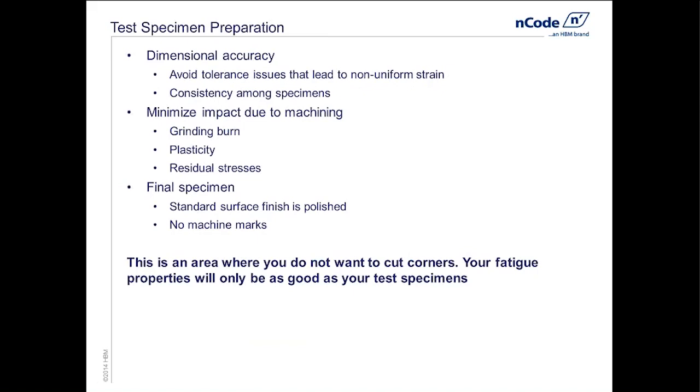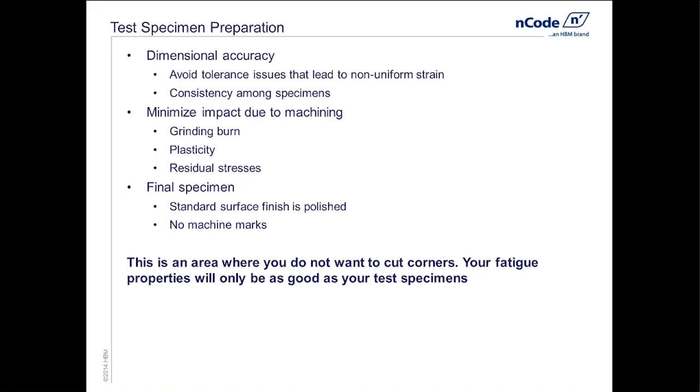We want these specimens to have concentric areas, both at the gauge length where we're measuring as well as at the grips. So when we apply our tension, we're not introducing other aspects like bending. We also want the specimens to be consistent from one to the other. We're going to be looking at trying to characterize scatter in the material, and we want to minimize any sort of scatter across specimens because of dimensional changes.